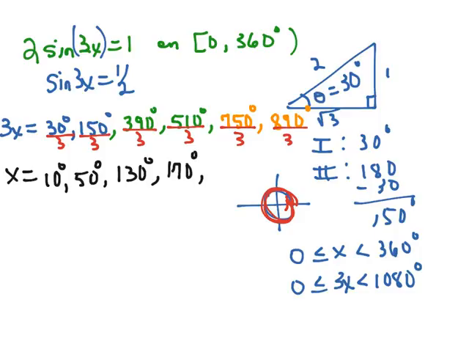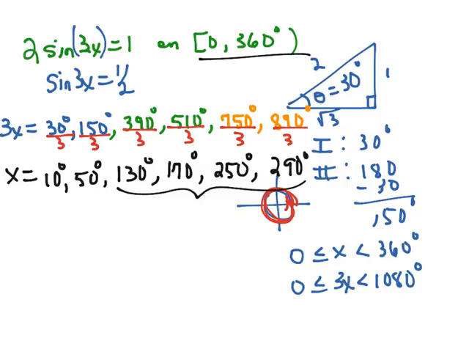750 divided by 3 is 250 degrees. And 870 divided by 3 is 290 degrees. Now notice how these last 4 answers that we got are still between 0 and 360, so they needed to be included in our solution.